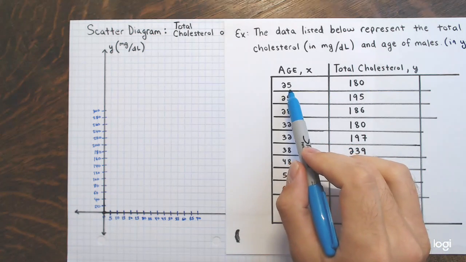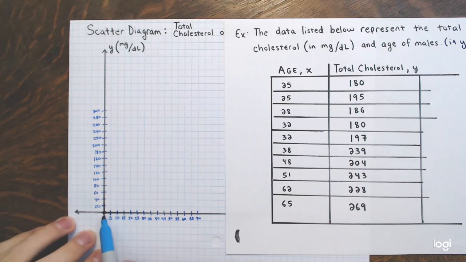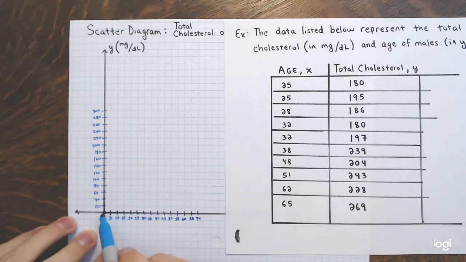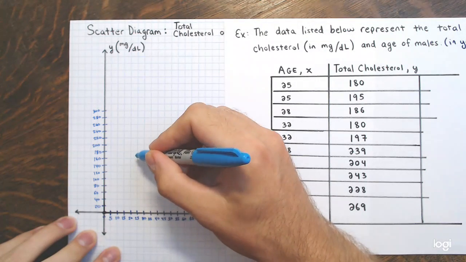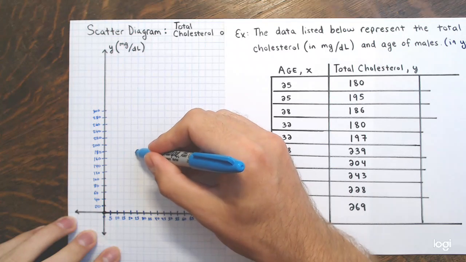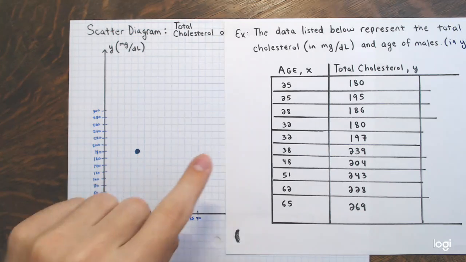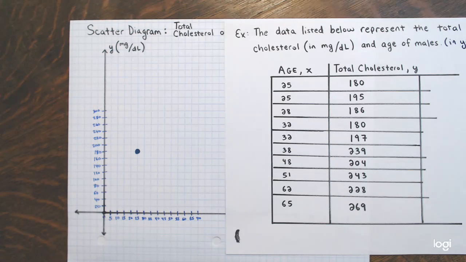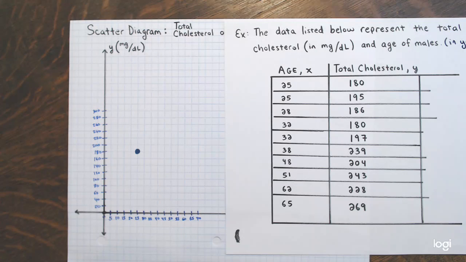All right, so we have this ordered pair, 25, 180. So a male who's 25 years old, so I go 25 on the horizontal axis, has a total cholesterol of 180 milligrams per deciliter. So 25 on the horizontal, and then 180 on the vertical. We're at this location right here. That is this point. All right, so this dot represents that one person, that male, and it represents the age and total cholesterol of that one male. So I'm going to be making 10 dots here, 10 points.